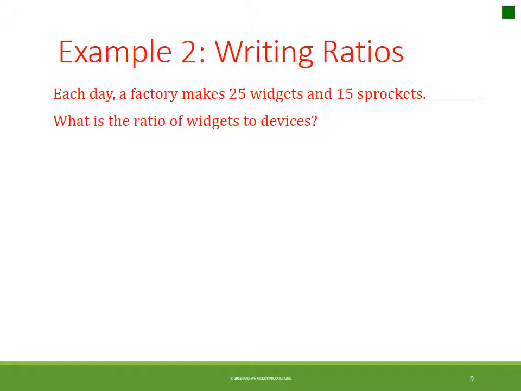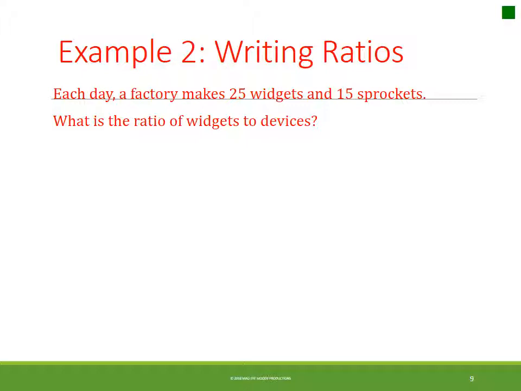If we are asked the question, what is the ratio of widgets to devices? That is a part to whole ratio. I know it's part to whole because I see the word widgets, which, if I look up at my original information, is one of the two quantities that I'm given. But in the question, the second quantity is devices. That is not an original quantity of widgets or sprockets. That means I'm looking for a part to whole ratio.